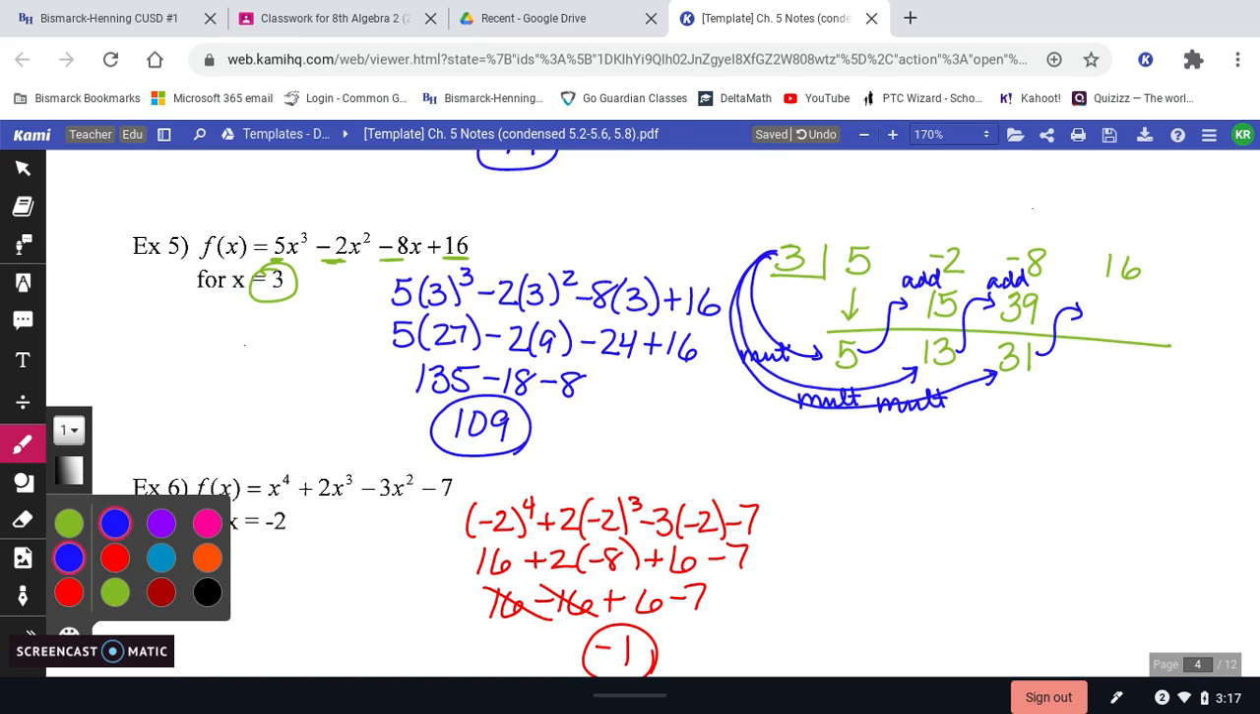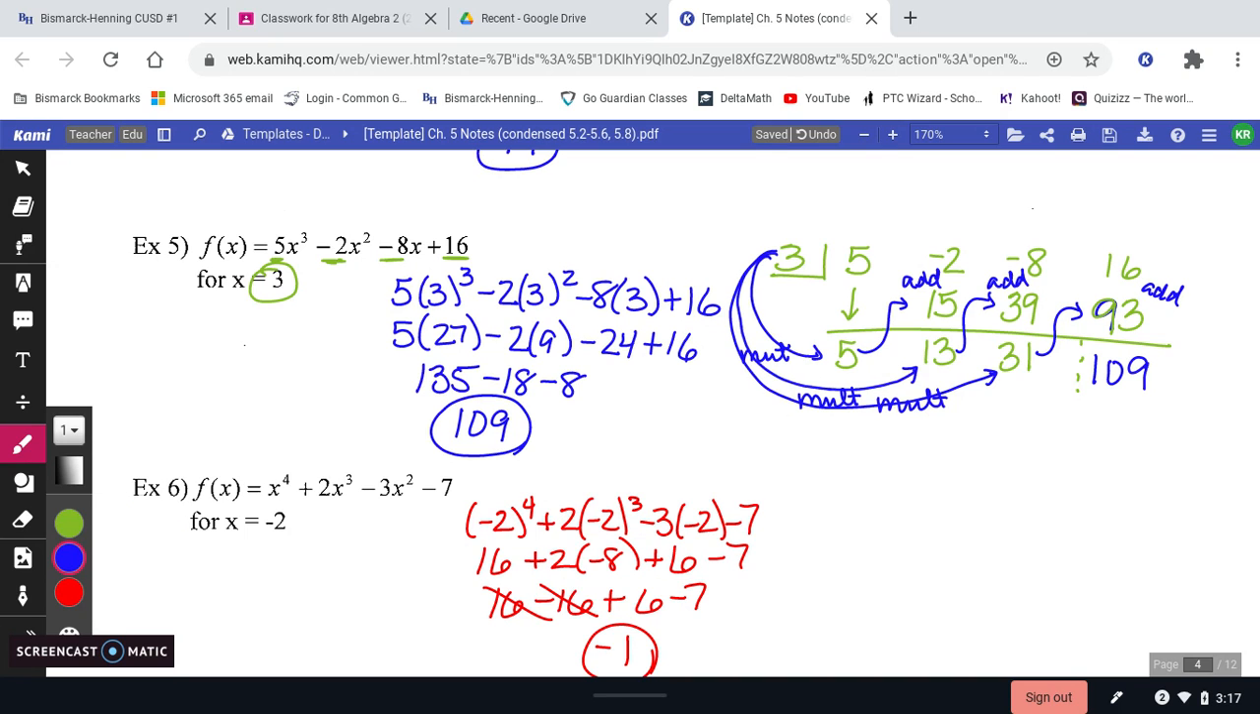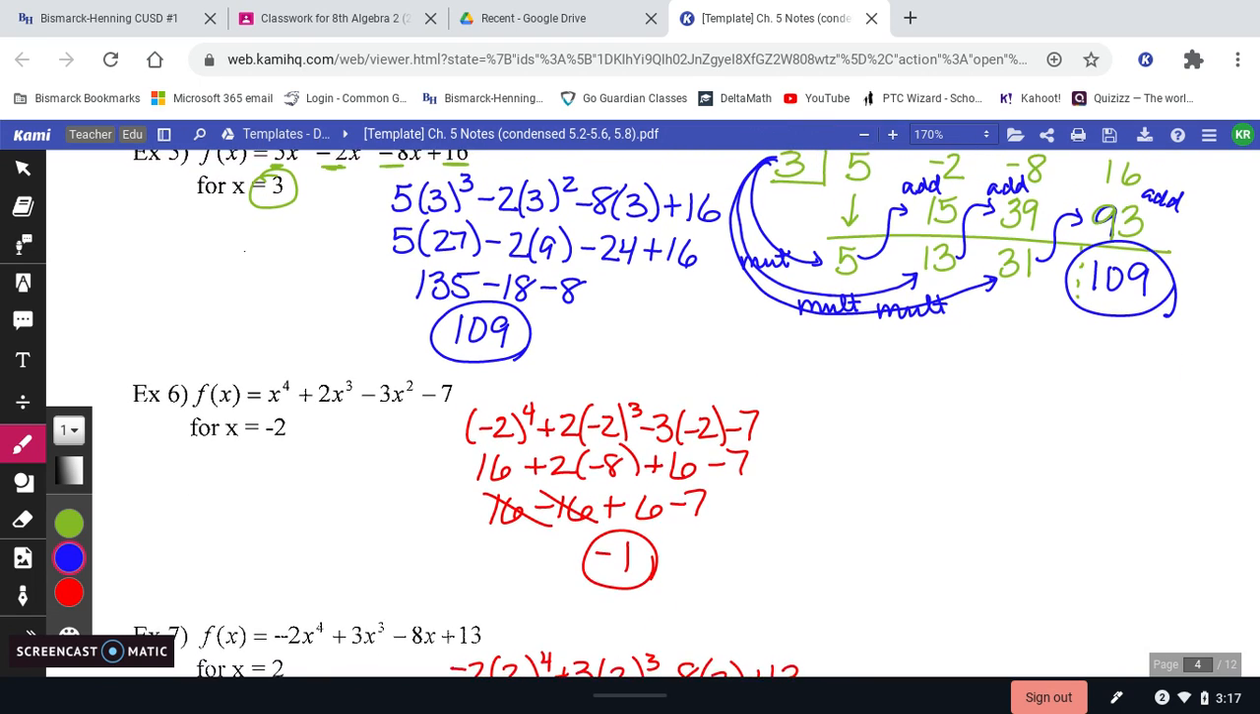And that's going to go right there. 93. And now you're going to add. This is the last time you're going to add. And that is 109. So you get 109. So this last number is going to be the same as if you had done your direct substitution. Okay? All right, so the pattern is you use your coefficients, bring down your first number, and then you multiply, add, multiply, add, multiply, add. Okay? All right, let's look at example 6.